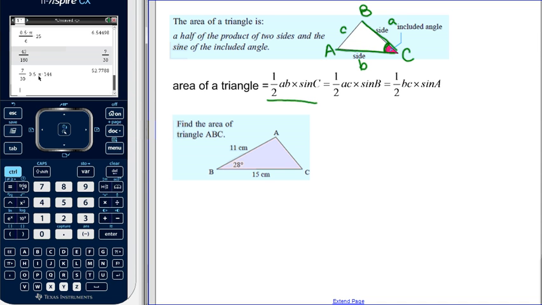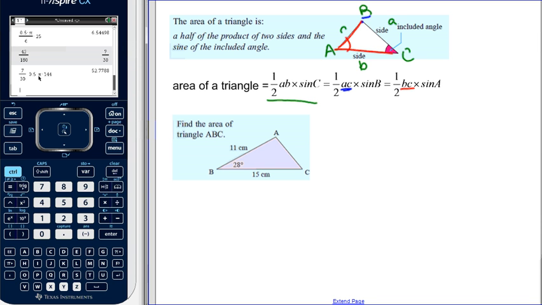Another way to do it is to do 1/2 times this side times this side, so it's A times C times the sine of this angle. Or the third way to do it is BC, so this side times the sine of angle A. Okay, so it's always the two sides with the included angle.